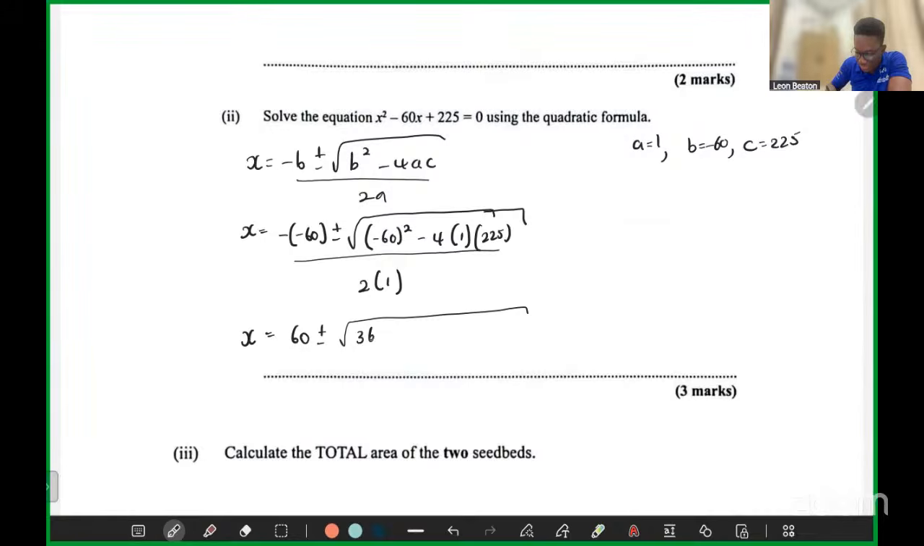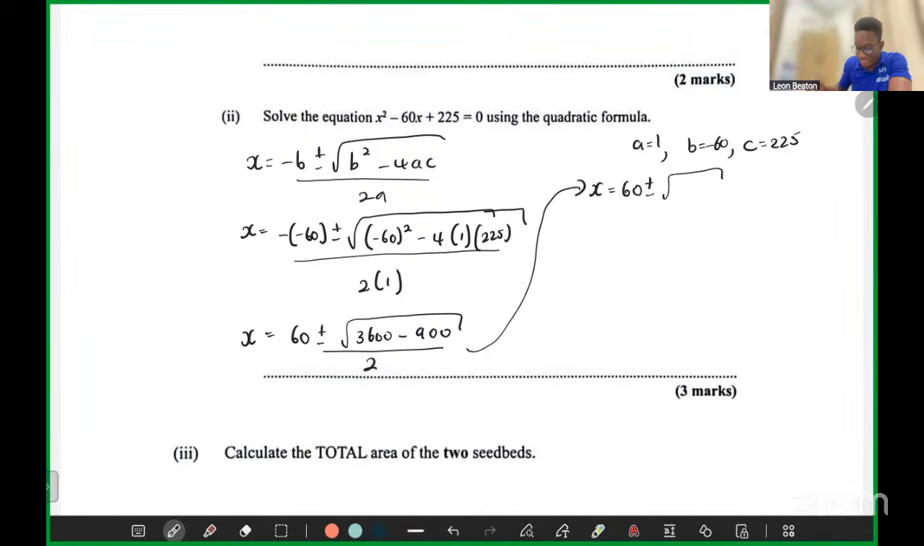Yeah, 3,600. 4 times 1 will give us negative 4. Negative 4 times 225 would give us negative 900, all over 2 times 1, which is 2. And then that gives us x is equal to 60 plus or minus.